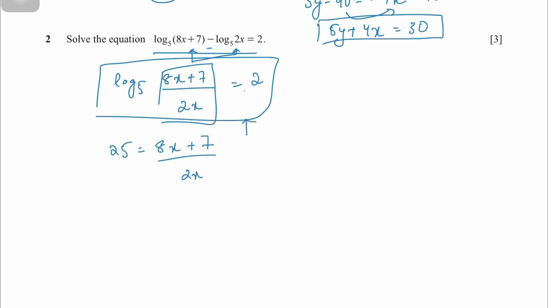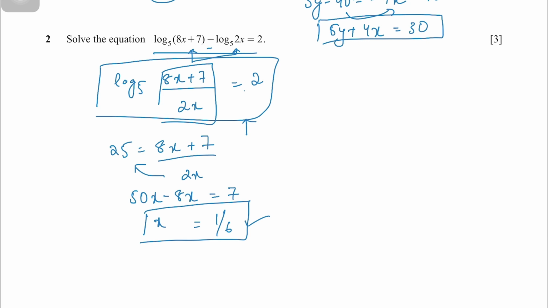This is simple logs. When we go from logs to the exponential equation, this is what we are doing. So next we multiply it by this, so we get our final x. This would be 50x minus 8x equals 7. So this would be x as 7 over 42. 7 over 42 can be written as x equals 1 over 6. So this is our final answer.